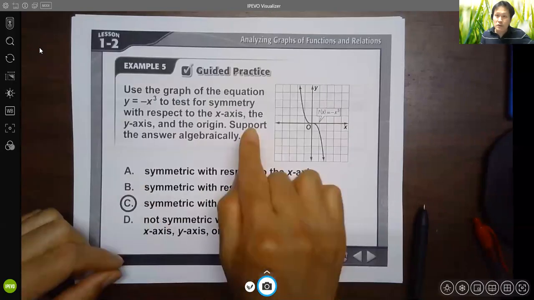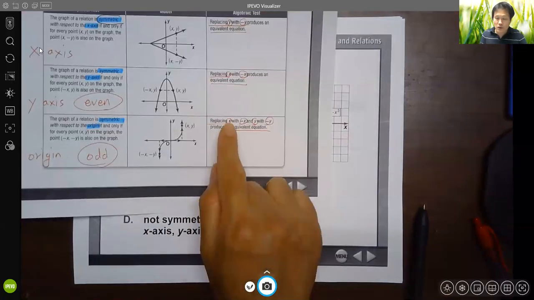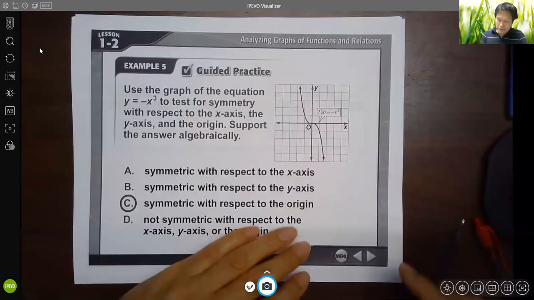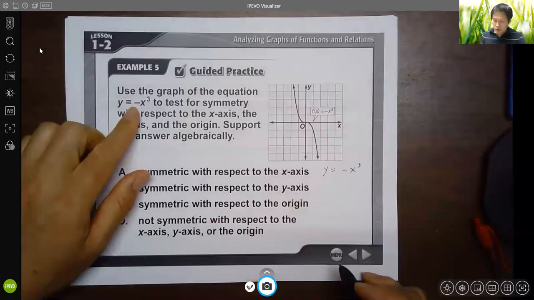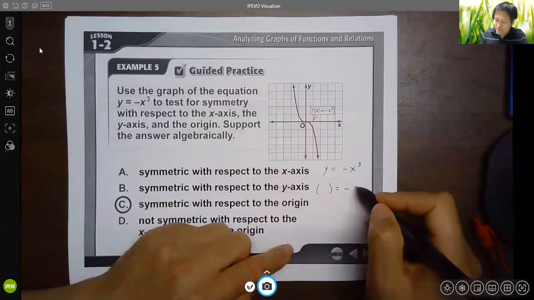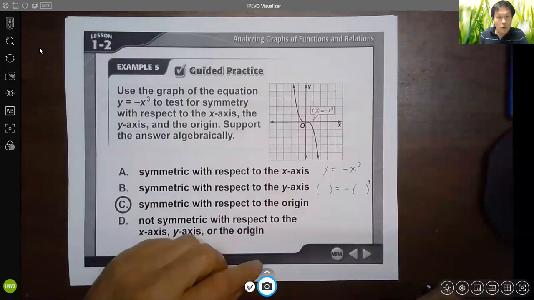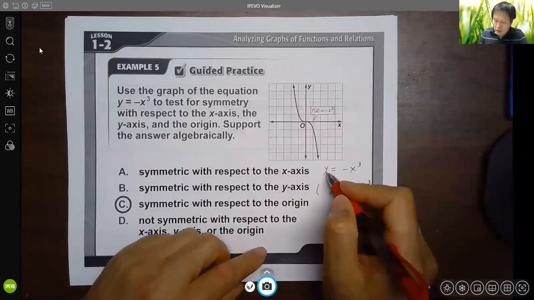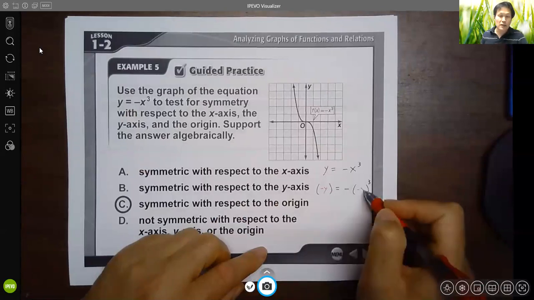How do you show it algebraically? Well, this is how you show it. Replace x with minus x, replace y with minus y. It should be exactly the same equation. So let's try it. y equal to minus x cubed, that is the original equation. Wherever x appears, replace it with a parenthesis. Wherever y appears, replace it with a parenthesis. Instead of y, you're going to replace with minus y. Instead of x, you're going to replace with minus x.